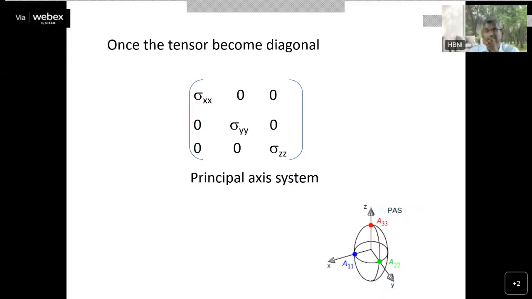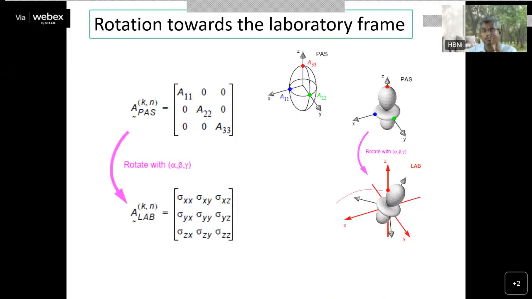The principal axis is also shown here. There are procedures available to convert a full matrix into a diagonal matrix, and to convert from the laboratory frame to the rotating frame. I have just given an example here, where alpha and beta angles are involved. The moment a PAS, or principal axis system, is converted to the laboratory frame, it looks like this.